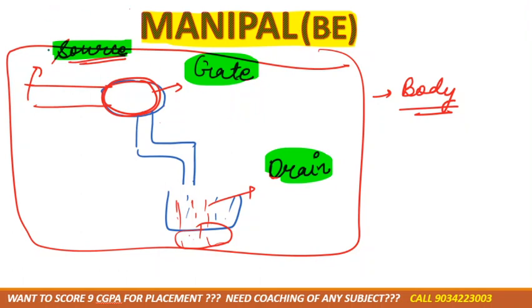Okay, so now we'll compare this circuit with the MOSFET circuit. From where the current is coming, that is known as source. From where we can control the current, that is gate. And where the current is leaving, that is drain. And that complete circuit is known as body. Understood this point?